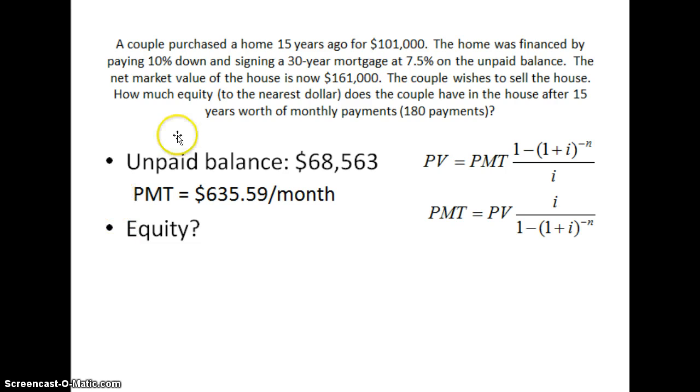So this step is actually our easiest step. We know that the market value of the home is given up here. So we just take that market value of $161,000 and we subtract from that the amount that remains, that unpaid balance. So they still owe $68,563. And the answer for that subtraction is $92,437, and that gives us the equity in their home.